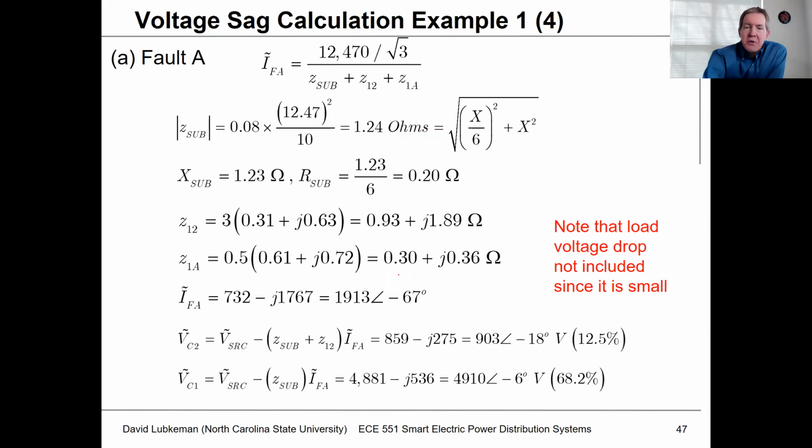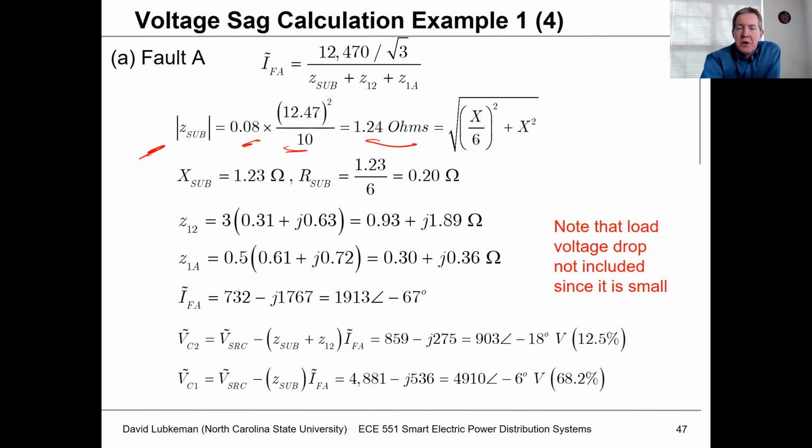So what I need to do is, first of all, calculate the substation impedance. If I have 0.08 per unit, I multiply by Z base. So that's voltage squared divided by the power base. This gives me 1.24 ohms. And this is a magnitude of the impedance. So this is the square root of R squared plus X squared.